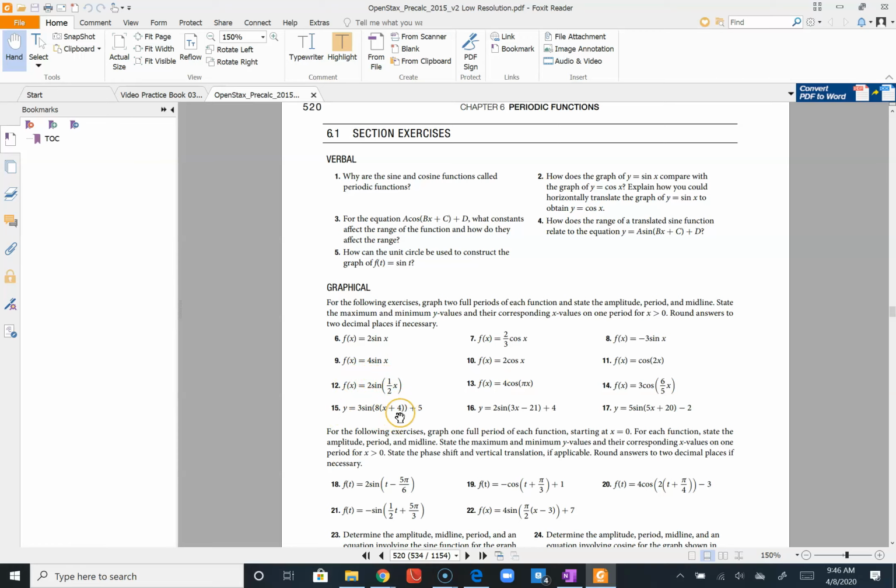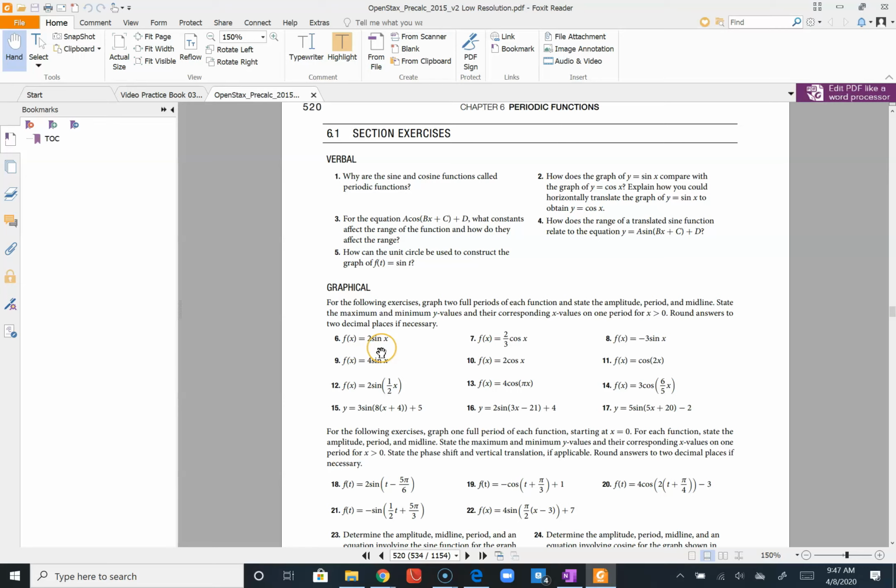Looking down here at number 15, here's a good example of everything. The 3 and the 5 are y changes. The 8 and the 4 are x changes. They're inside. Remember, inside inverse. So, by hand, I'm going to expect you to do one like number 6 or number 9 or number 10. You'll be able to use Desmos to do 15 through 17. For example, I'm going to do one like number 6.